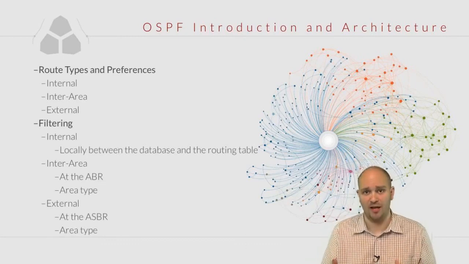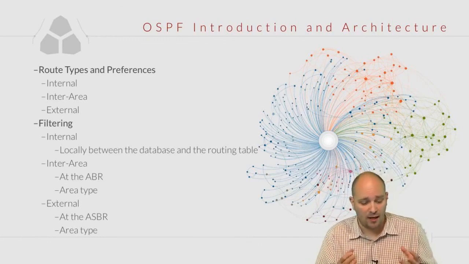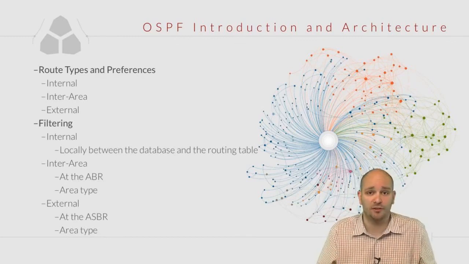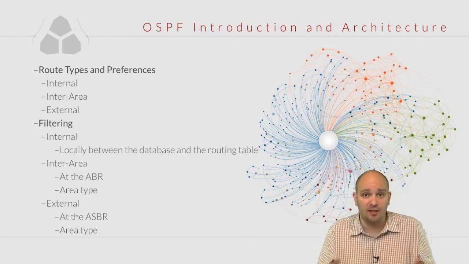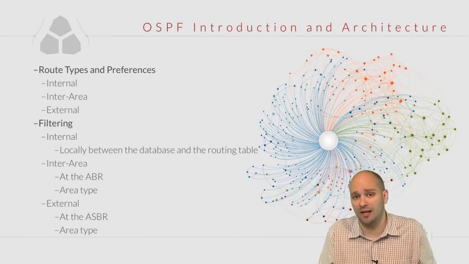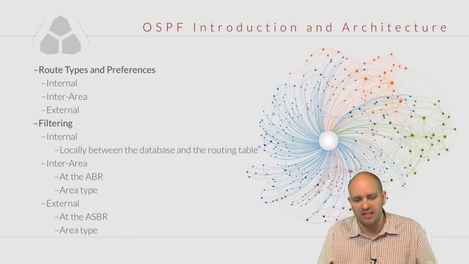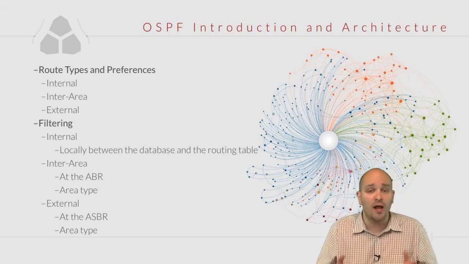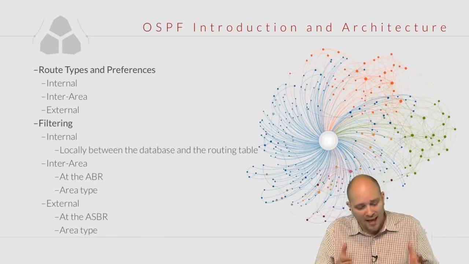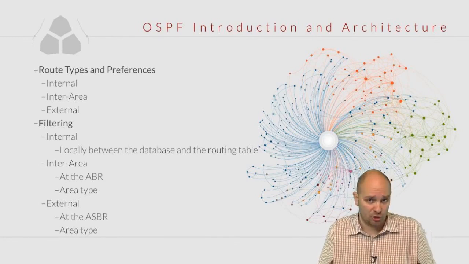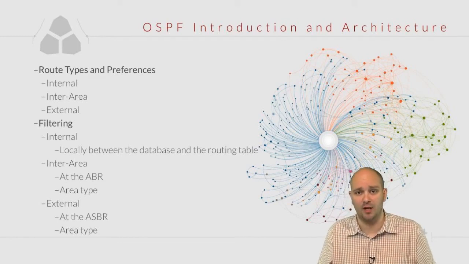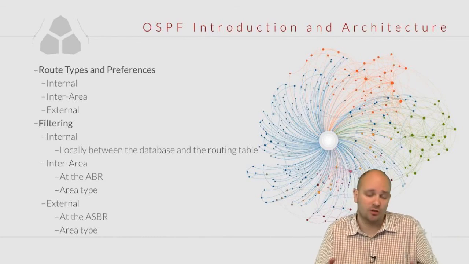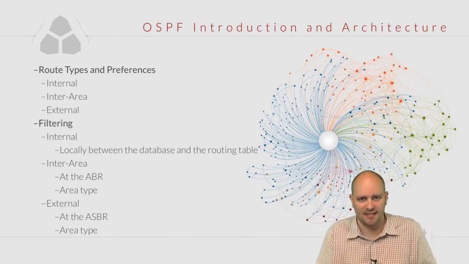When it comes to the inter-area routes, they can be filtered at the ABR, at the area border router, and they can also be filtered depending on the area type. Some area types, remember stub areas, simply do not allow type 3 LSAs to go in there, except for the default route. The external routes can be filtered at the ASBR or at the area type boundary. And the area type that does not allow external routes to be injected from the backbone into that area is the NSSA area. So type 5 LSAs cannot go into the NSSA area.